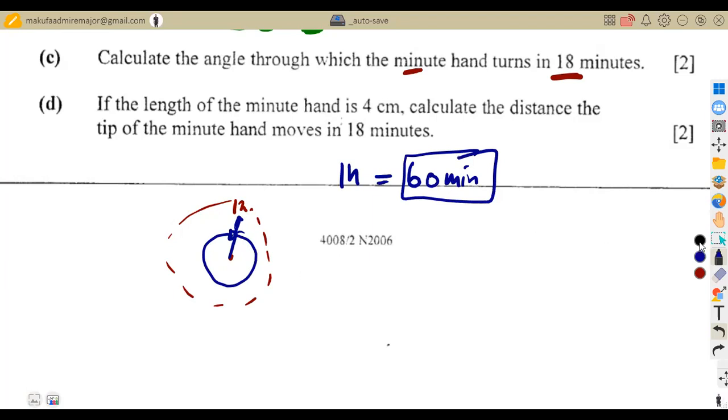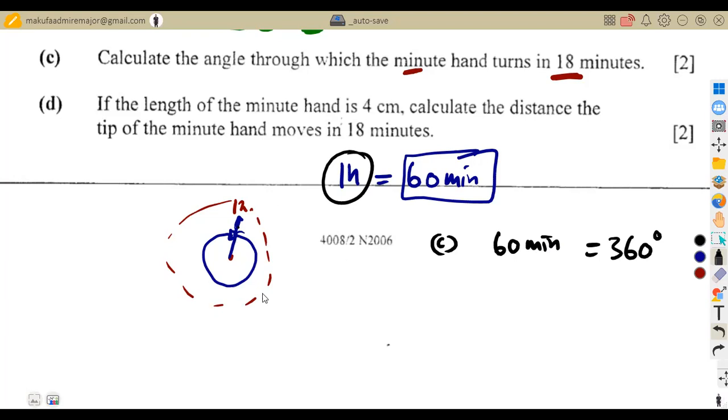So it's a proportion that you can play around with. For 60 minutes, the minute hand is supposed to have covered a complete revolution. Talk about an hour from 12 up to that point. It has covered 1 hour, which is 60 minutes, which is equivalent to a complete revolution of 360 degrees.